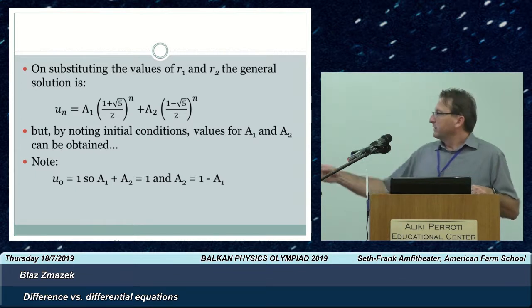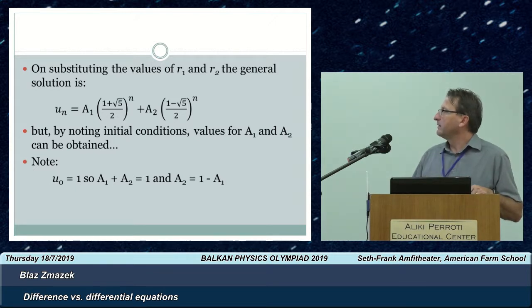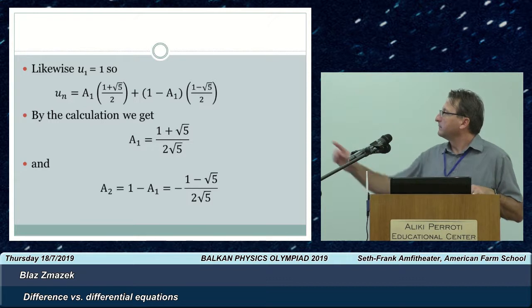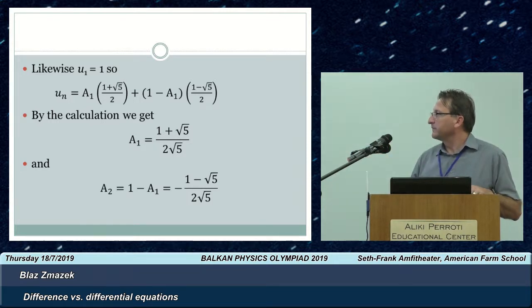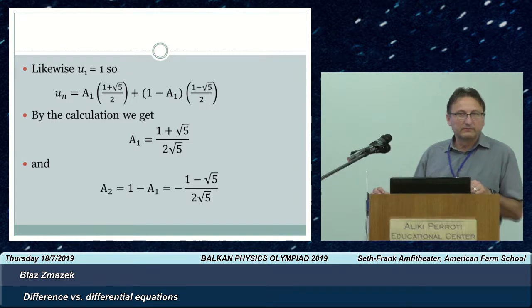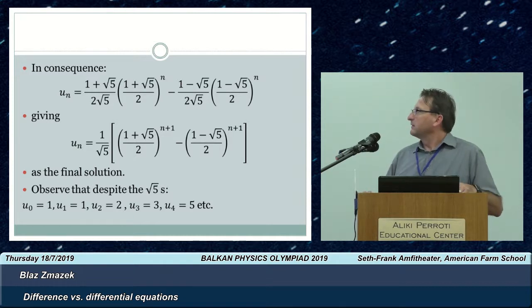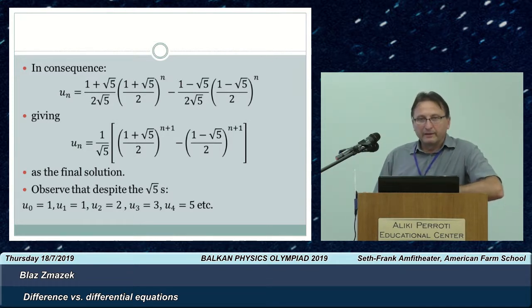Finally we have to determine A1 and A2 from the initial values. So we put 0 instead of n, and 1 instead of n. We get one equation, A1 plus A2 is 1, and the other is uglier. By calculating, we get that A1 and A2 are again not very nice, even uglier than the roots. And when we put this in the formula, we get that the number of rabbits after n months is calculated by this formula.